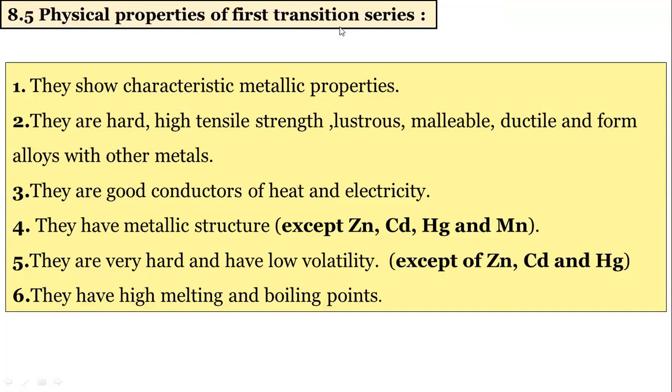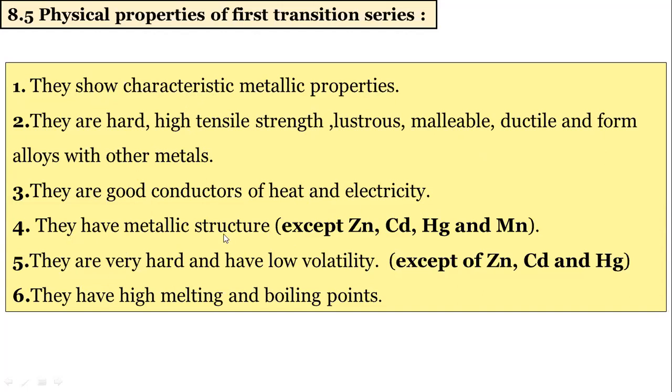Then I'm coming to the physical properties of the first transition series, that is the 3d series from scandium to zinc. So I am considering only scandium to zinc, not the other elements. These are the physical properties of transition elements of the first series. They generally show metallic properties, because all these are called transition metals. They are very hard. They have high tensile strength. They have the properties of all metals: hard, high tensile strength, lustrous, malleable, ductile, and they also form alloys with other metals. They are also good conductors of heat and electricity. So all these are properties of metals.